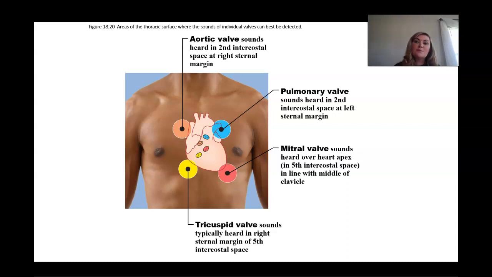If they want to listen to the pulmonary valve, the sound is going to be heard at the second intercostal space at the left sternal margin. So you're going to find it between the second and third rib, on the left-hand side. If they want to listen to the mitral valve, this is going to be heard at the heart's apex, and that's going to be in the fifth intercostal space in line with the middle clavicle. And then if you want to listen to the tricuspid valve, that sound is typically going to be heard at the right sternal margin of the fifth intercostal space.